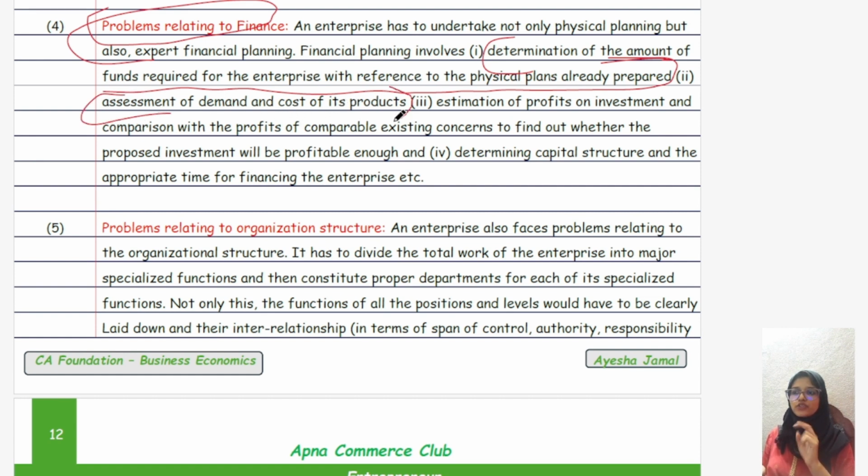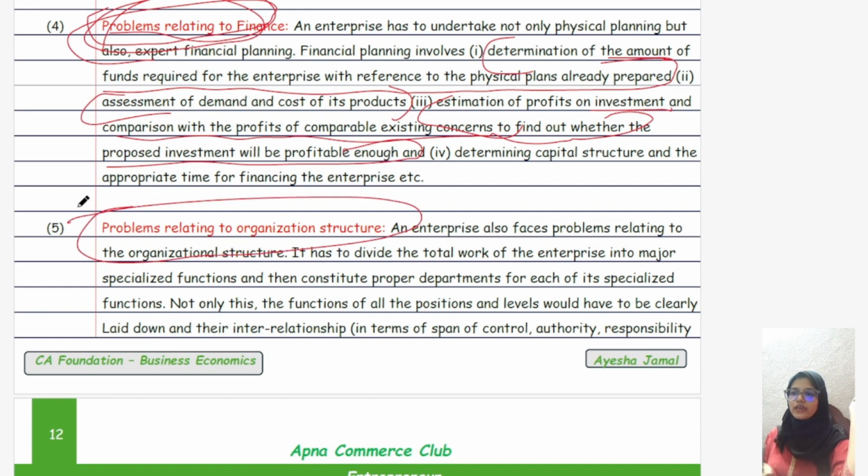Assessment of demand and cost of the product. Okay, so this is the demand. How much cost should I incur? Estimation of profits on investment and comparison with the profits of comparable existing concerns to find out whether the proposed investment will be profitable enough or not. So you're investing, and estimating your profit. If I put this much money, this much profit will I get? Are you actually earning that much profit? So these are nothing but problems relating to finance, problems relating to money.